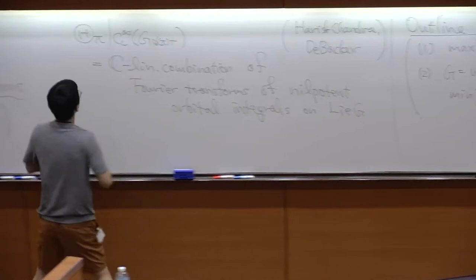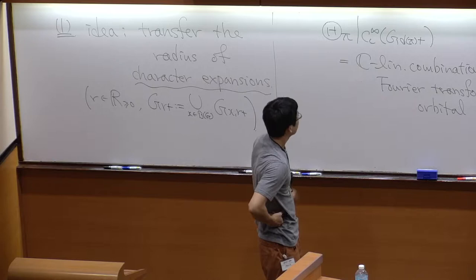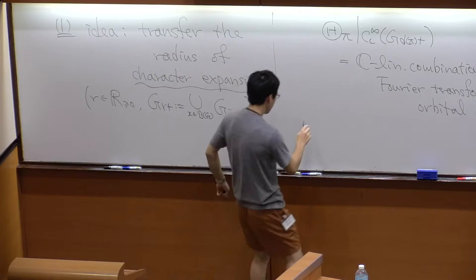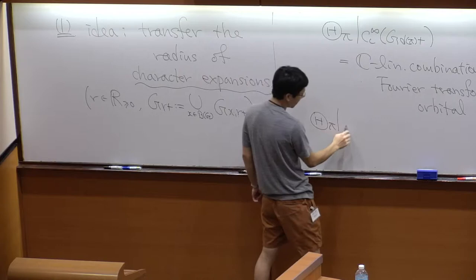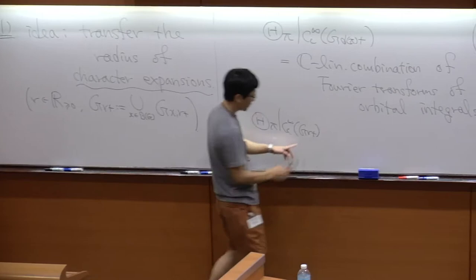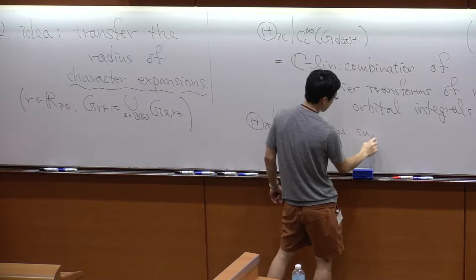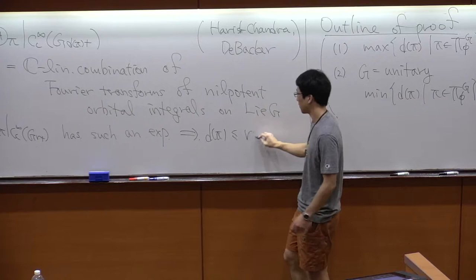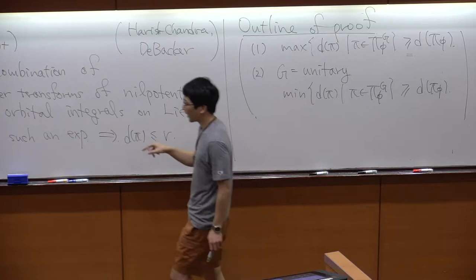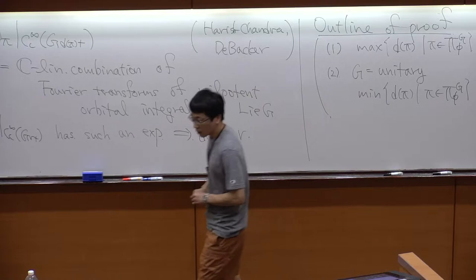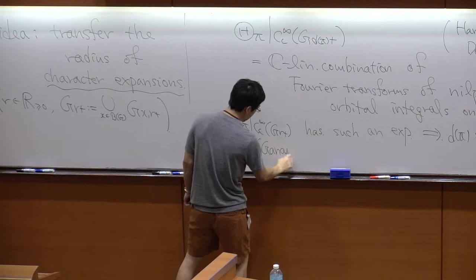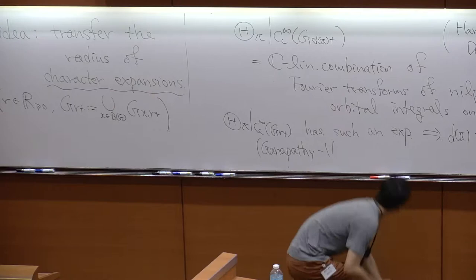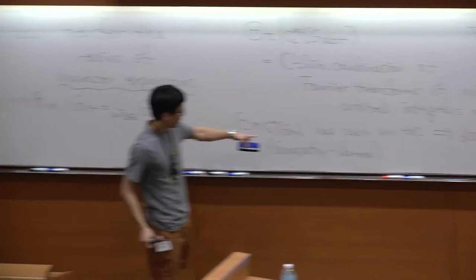And as another very important fact, we actually have the converse of this statement. The converse means if this distribution character has such an expansion on C_c^infinity(G_{R+}) for some R, then we can show that the depth of pi is not greater than R. So in other words, the depth of the representation gives the optimal radius for this character expansion. I think this is a result of Ganapathy and Varma. And this property played a very important role in their proof of their inequality.